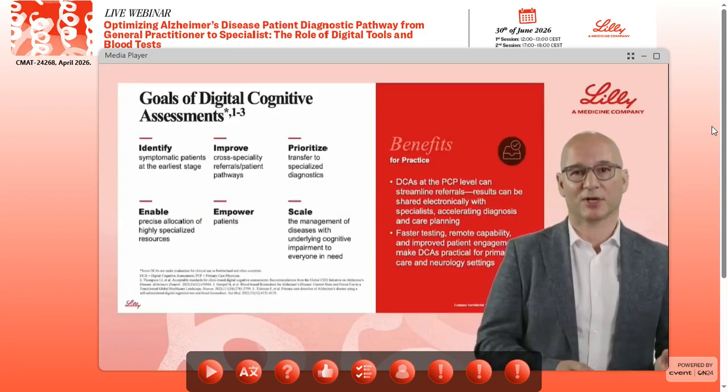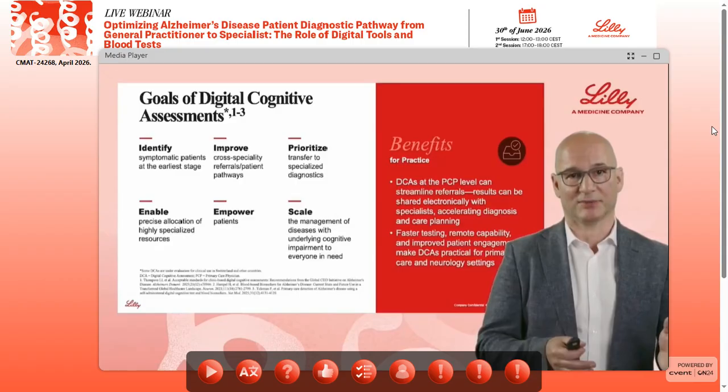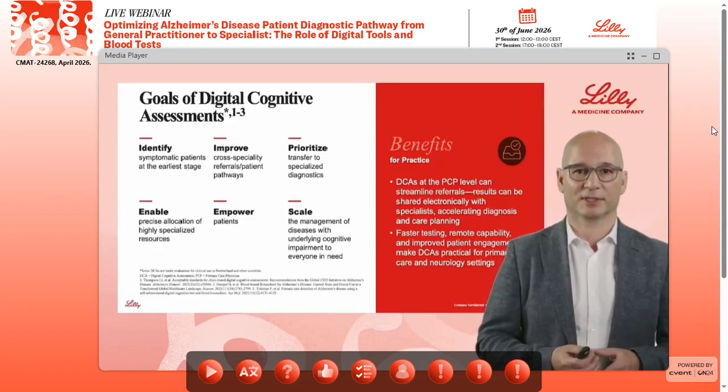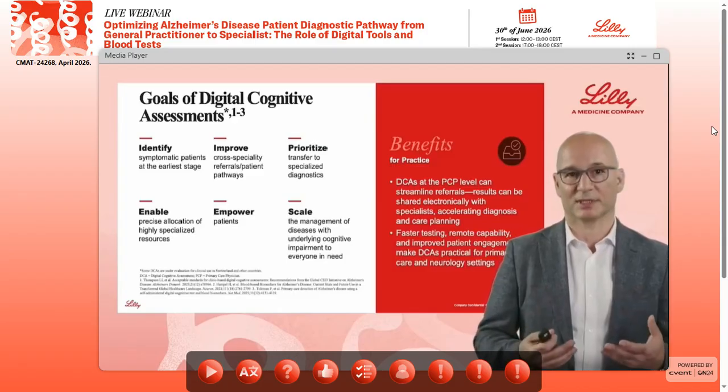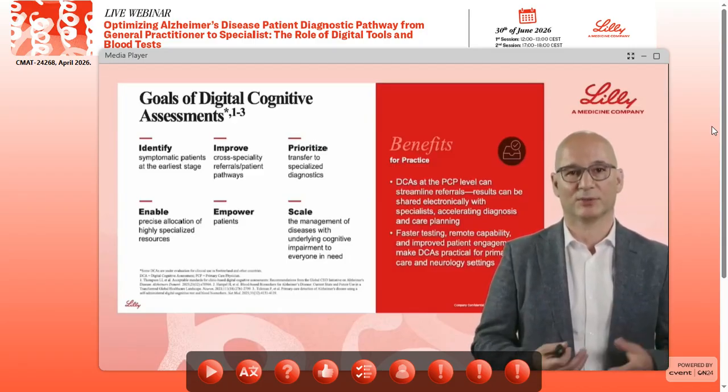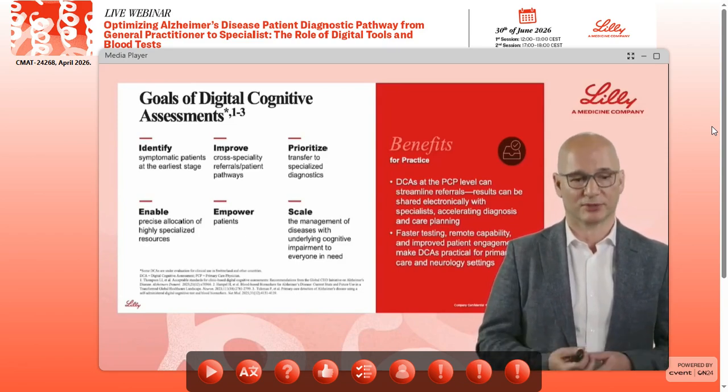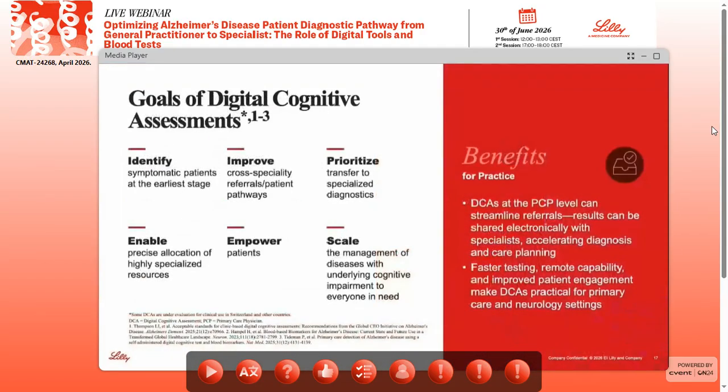Now, the digital cognitive assessments are something that I will focus on for the remainder of the talk. They serve several purposes. They, of course, are important to improve the syndromal diagnosis of mild cognitive impairment, so identify patients at the earliest stage of Alzheimer's disease. But they are also, in particular if they are remote technologies, able to improve cross-specialty referrals. So the intersectoral cooperation between primary care physicians and neurologists can be particularly improved with remote digital cognitive assessments.